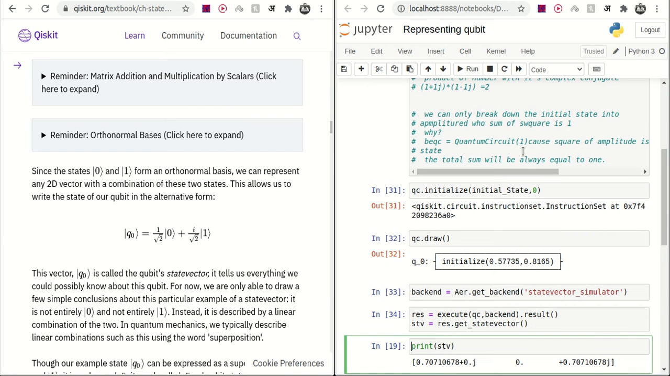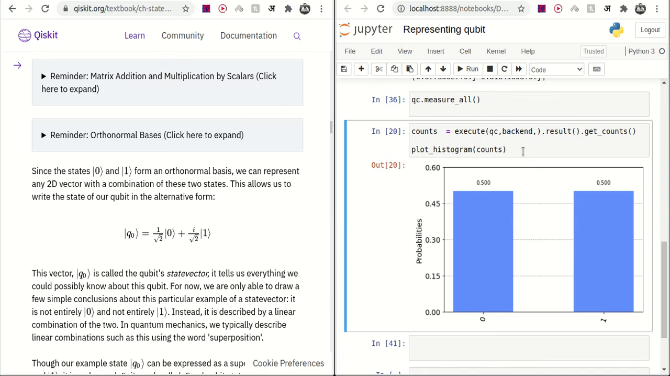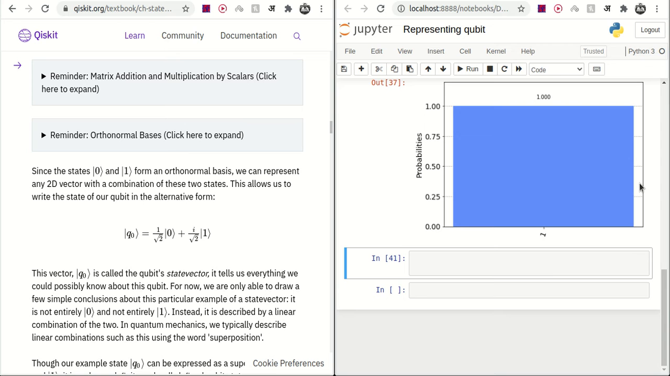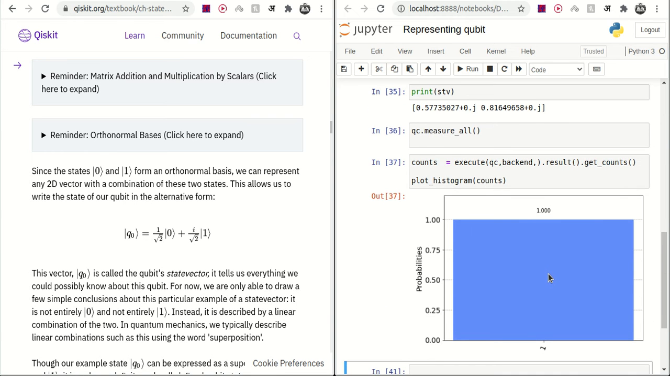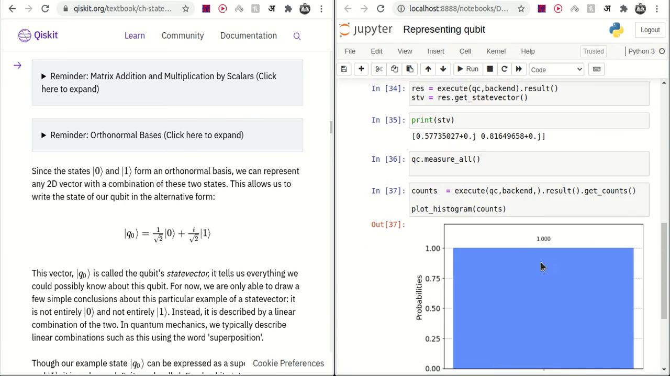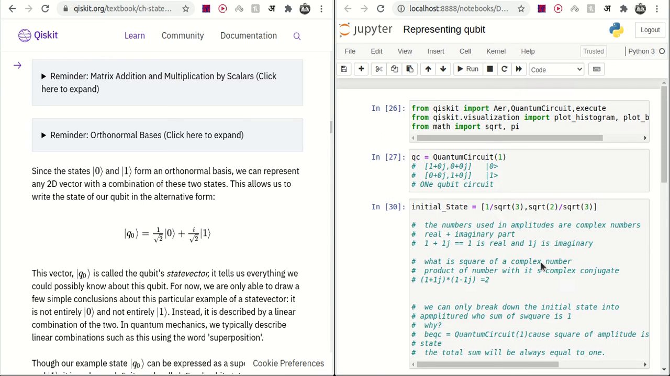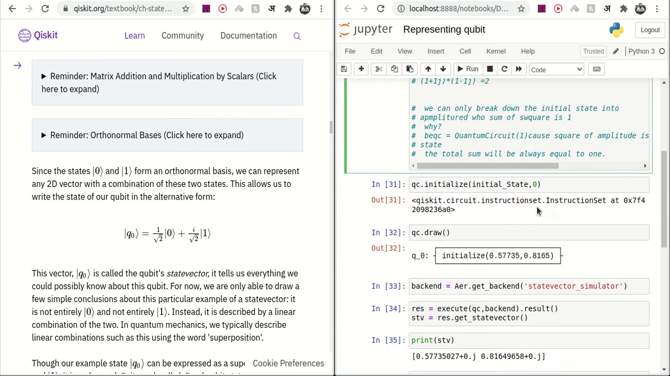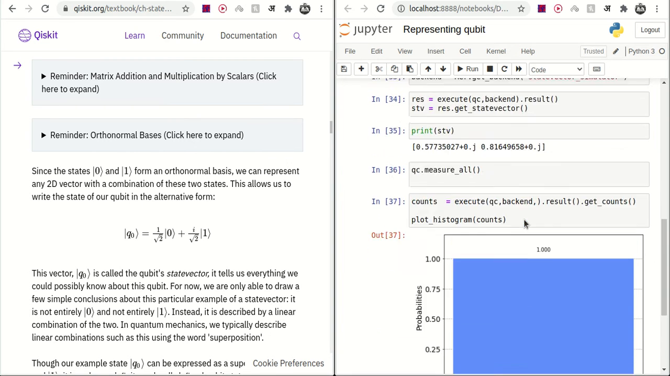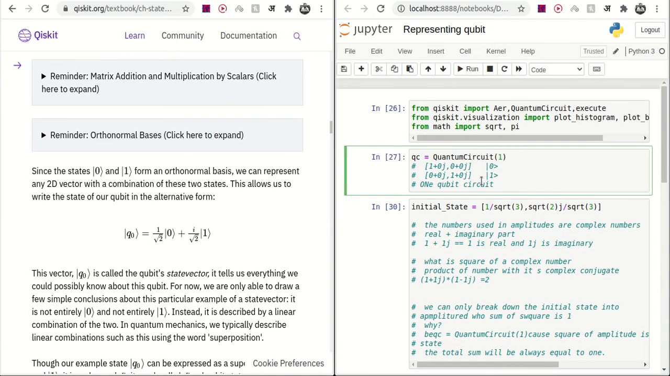Backend. So what will be expected? Here we'll expect 33% for the 0 and 66% for the 1. So let's see the output. So we get 100% probability with 1. Let's do it with j.